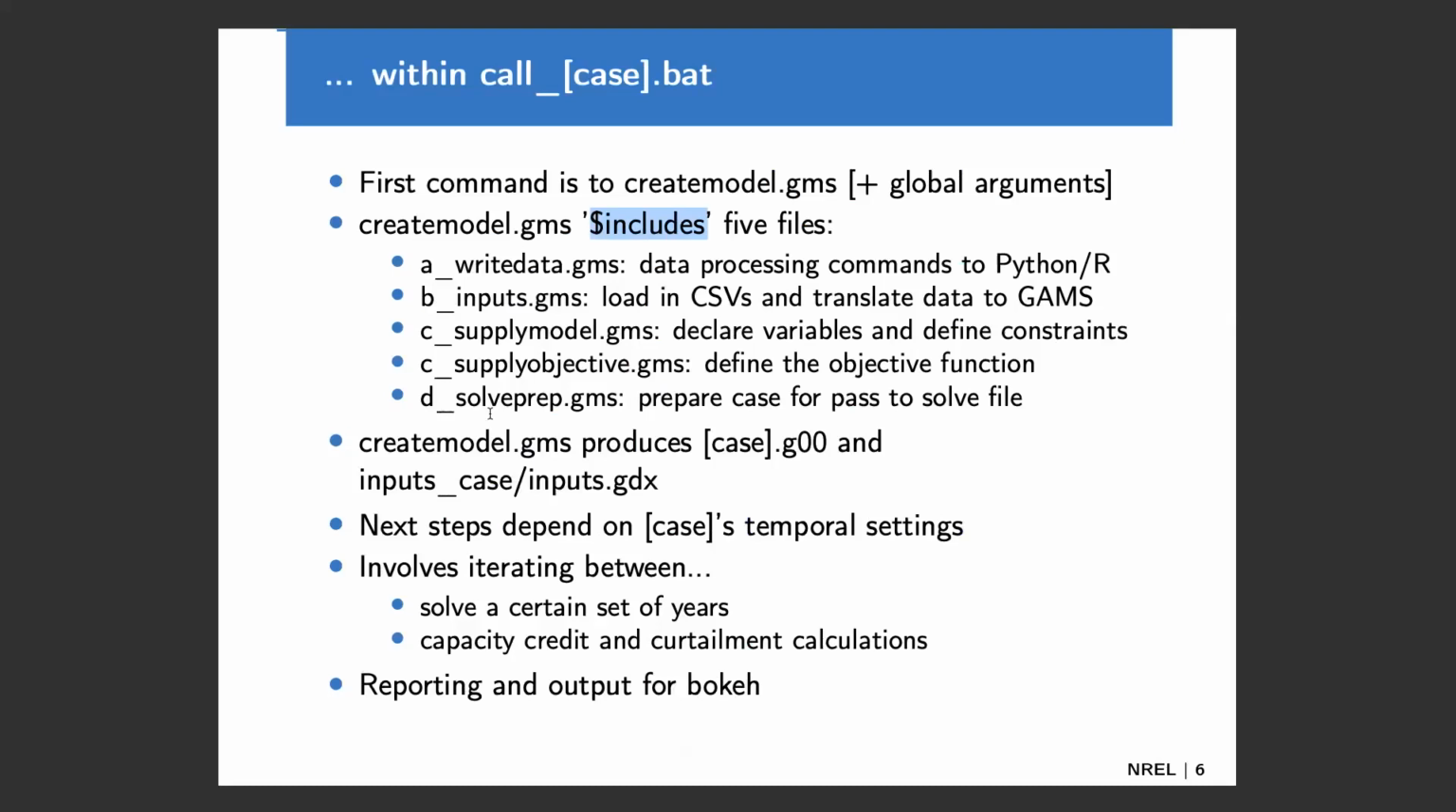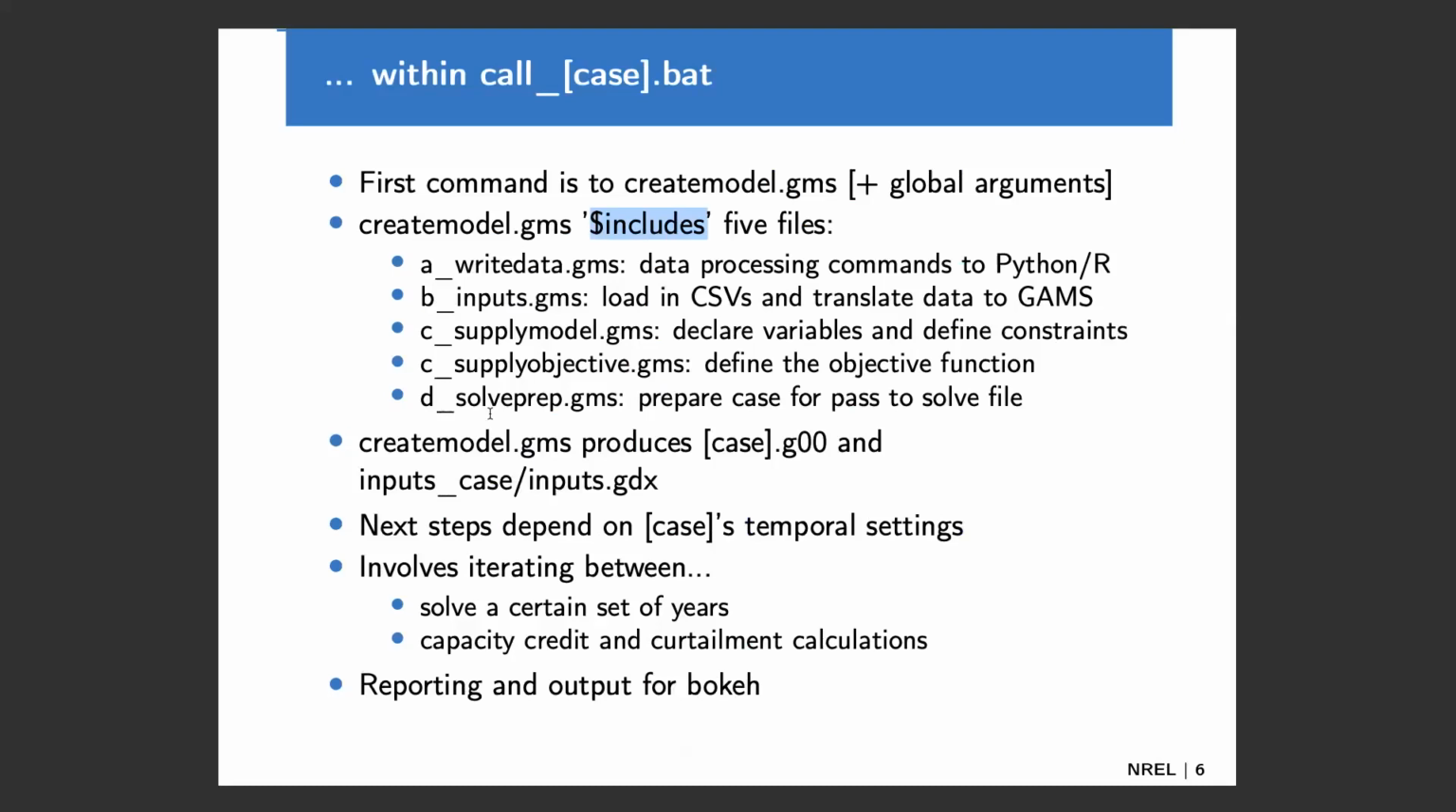We'll cover that briefly. B_inputs is the longest of all of the GAMS files, and what this does is it loads in the CSVs and translates that data to GAMS, meaning I need a way to say, here is my unit database, how do I want that to be represented within the model? I can process the data immediately, but then there are some things I have to do to get GAMS to see that as a viable parameter that I can use in the model.